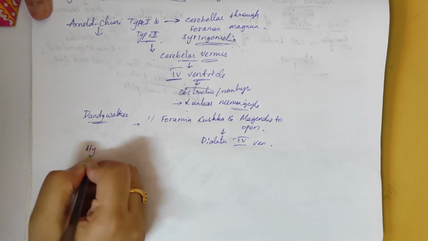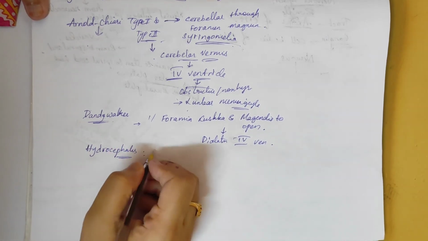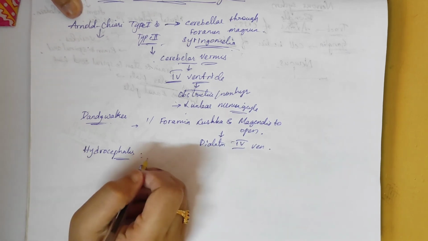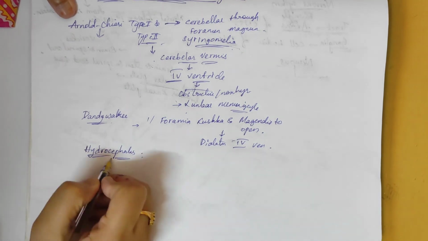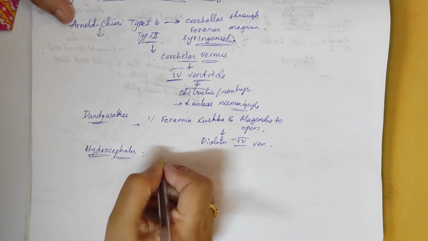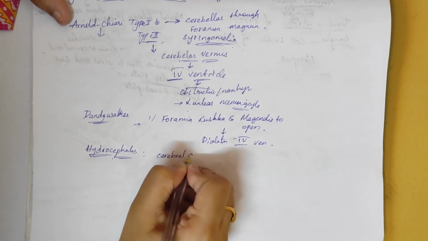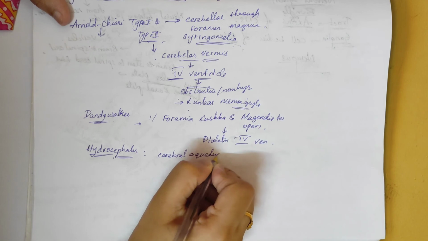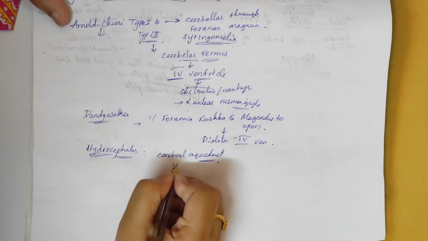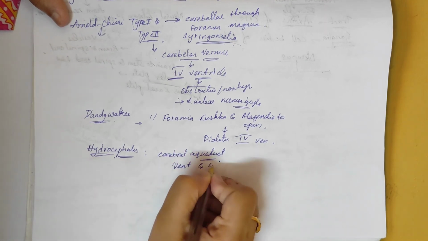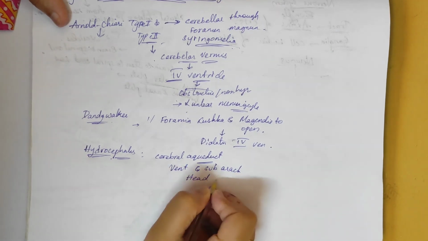And next one is hydrocephalus. What is hydrocephalus? Hydro, water, cephalus, head. We can see this by its name. That is, this is most often caused by stenosis of the cerebral aqueduct. So this results in obstructive flow of CSF, so that CSF accumulates in the ventricles and also in the subarachnoid space. So this increases head circumference.